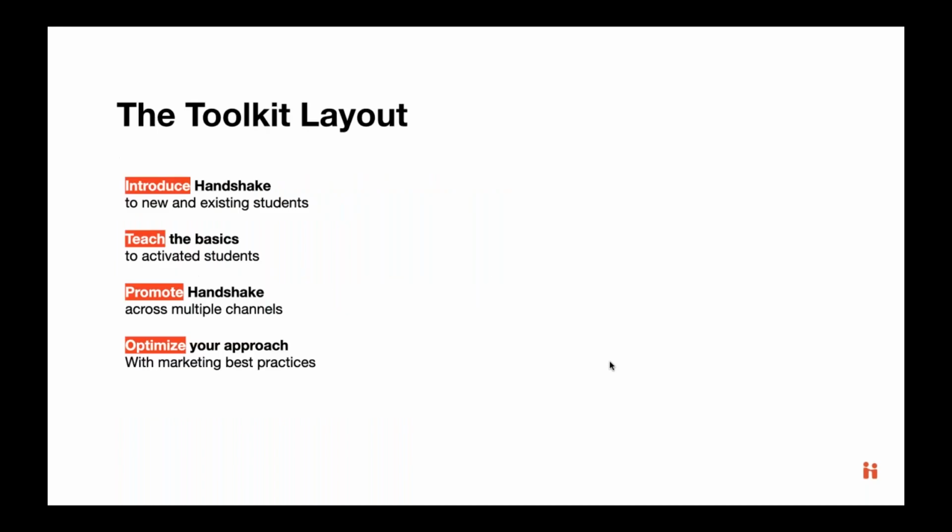Now, if you're looking at the toolkit, you'll see that it's organized into 4 different sections. And that's meant to help you navigate quickly to what you're looking for. So it starts with assets that help you introduce the value of Handshake to new students. Then it moves on to assets that help students optimize their use of the platform. Next, we have a variety of general promotional materials. Think things like splashy posters and social content that help you get the message out about Handshake across multiple channels. And then finally, we link off to a bunch of different resources that help you fine-tune your marketing program.